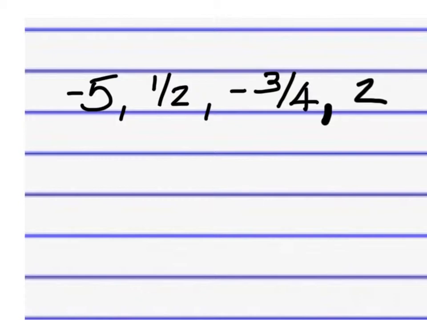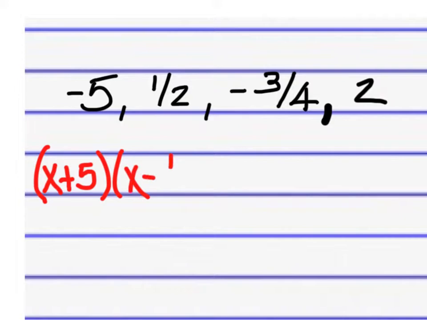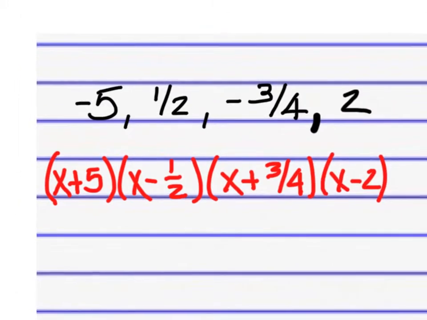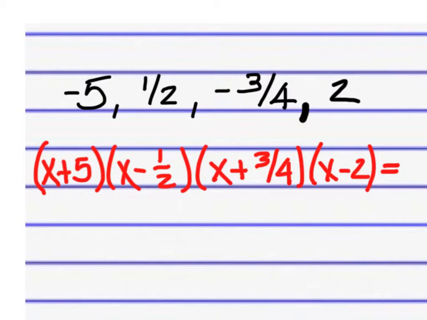That means you're going to have a 4th degree polynomial equation when you insert these roots into quantities, multiplying it out and setting it equal to 0. For the quantities, change the sign of each root to come up with x plus 5, x minus 1/2, x plus 3/4, and then x minus 2. We will set all of this equal to 0.